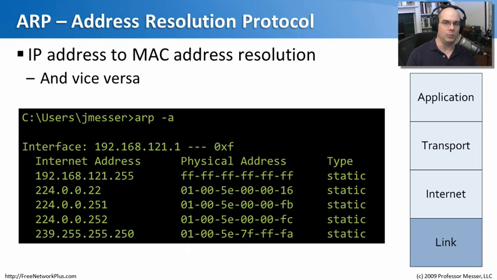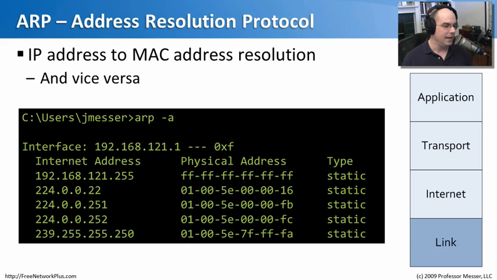ARP works behind the scenes. We never see it working, but it's always there working for us. ARP is responsible for taking this idea of an IP address and asking the network, hey, does anybody out there have this IP? And if you do have this IP, could you tell me your MAC address? Because I need to send you some data, and the only way I can send you data is if I have your MAC address.